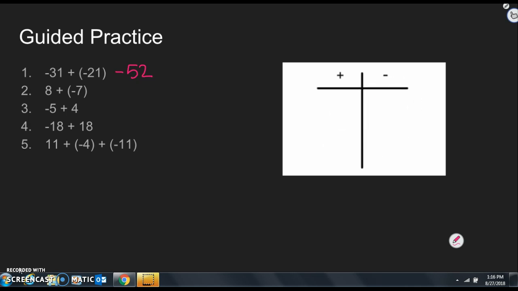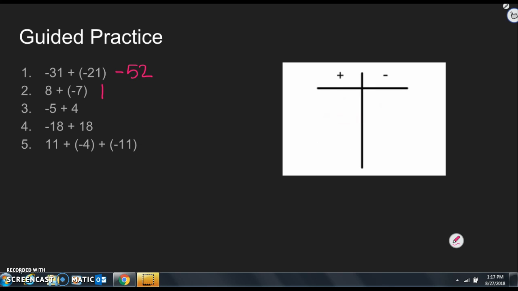For number 2, we're adding positive 8 plus negative 7. Since they are in different columns, we bring our smaller number over to subtract. 8 minus 7 is 1. Since it is in the positive column, the answer will be positive 1.